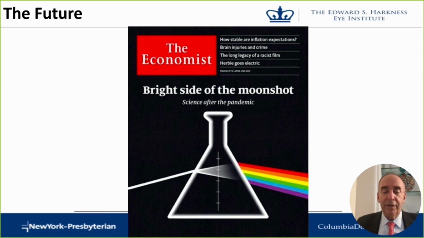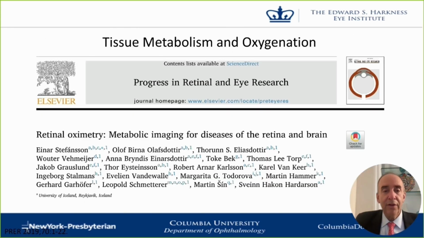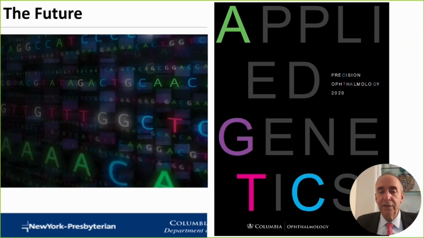This is the cover of an edition of The Economist magazine referring to the pandemic, where the great scientific advances we made with things such as a vaccine in less than a year suggest that we should be able to make greater advances in the future in all fields of medicine. We have rapidly changing paradigms that allow us to investigate blood flow in the retina and treatments that are geared towards potentially increasing mitochondrial function, and ways to measure tissue metabolism and oxygenation. The future for these things using applied genetics is indeed bright for all of us.